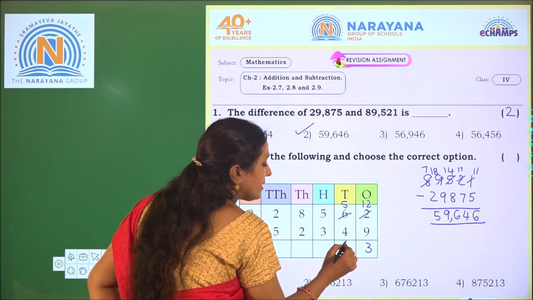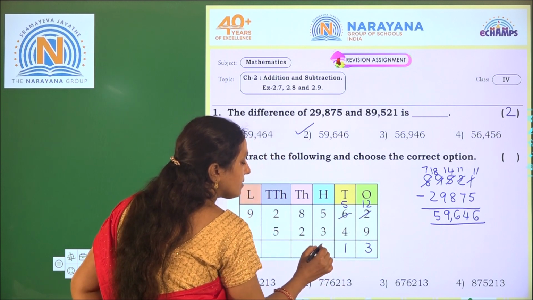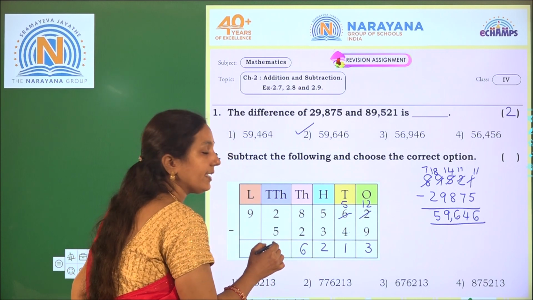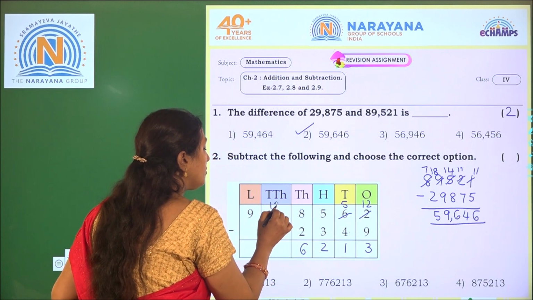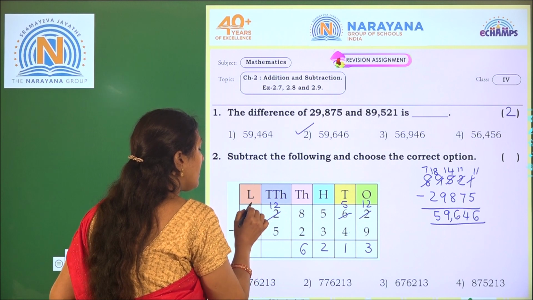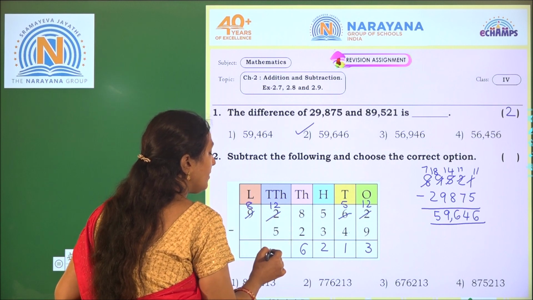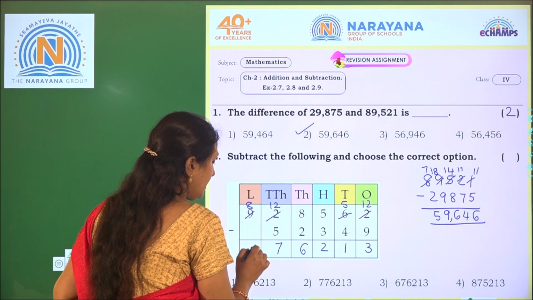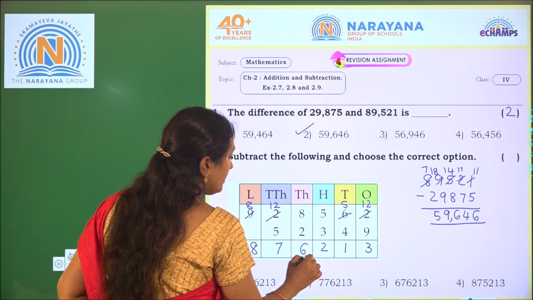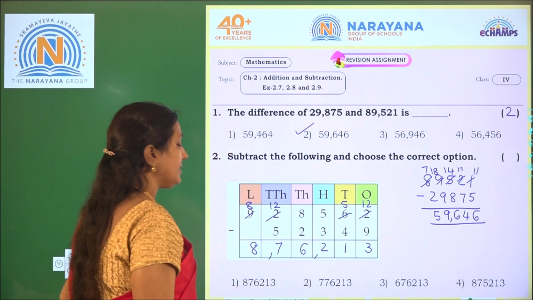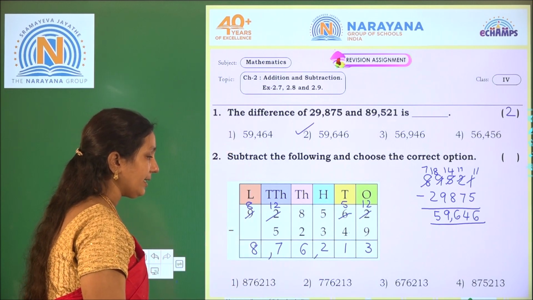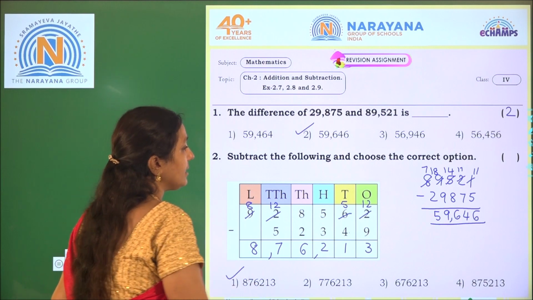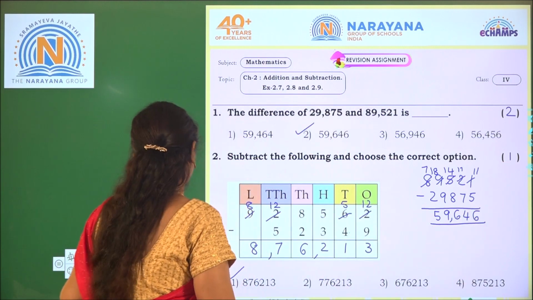5 minus 4 is 1. 5 minus 3 is 2. 8 minus 2 is 6. 2 minus 5 we cannot. So again we have to regroup it. 2 will become 12. This 9 will become 8. 12 minus 5 is 7 and 8. So what is the answer? 8,76,230. So option 1 is correct one. Next one.